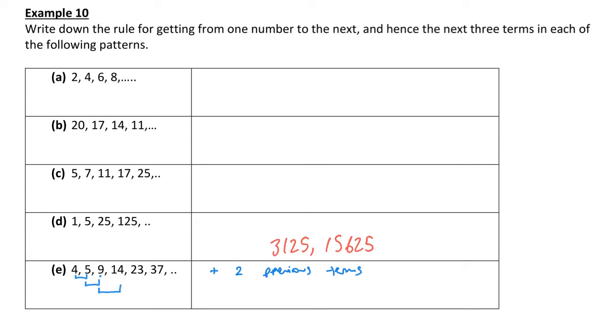So the next term is going to be 37 plus 23, which is 60, and then 60 plus 37, which is 97, and then 97 plus 60, which is 157.